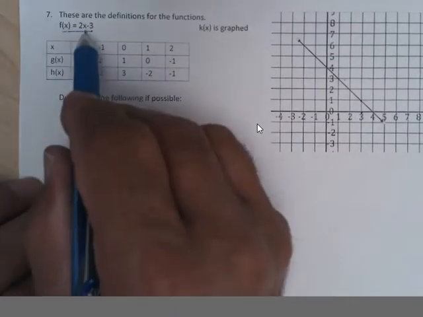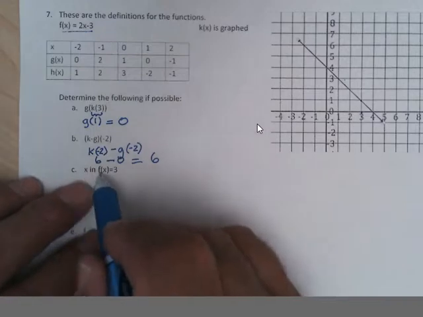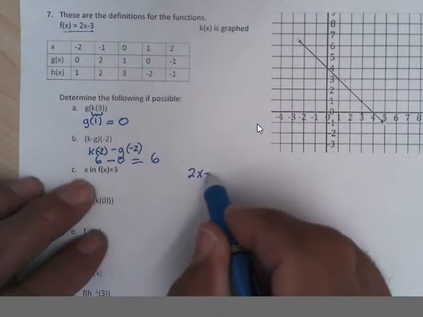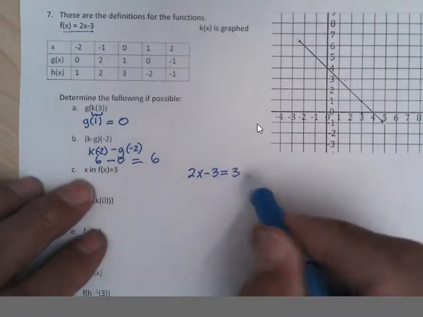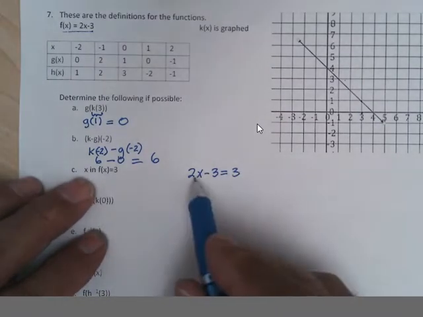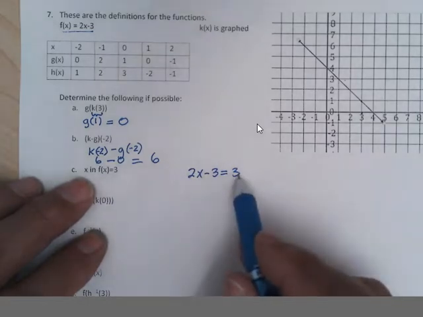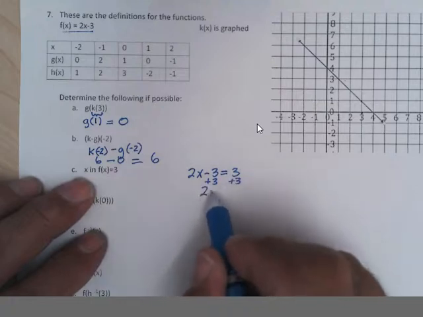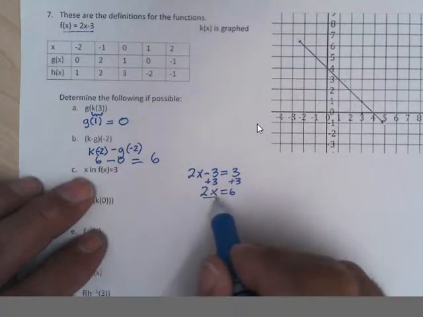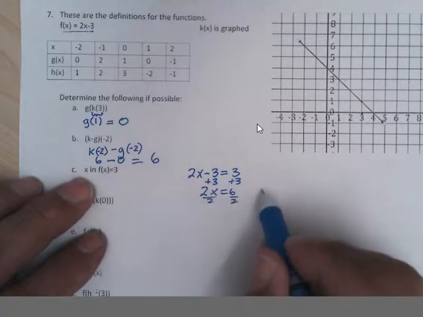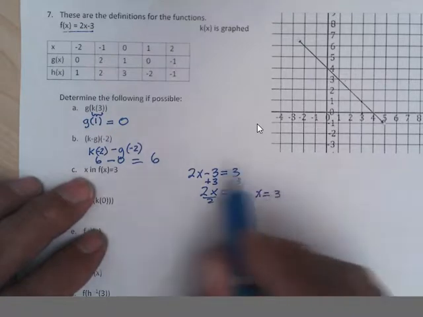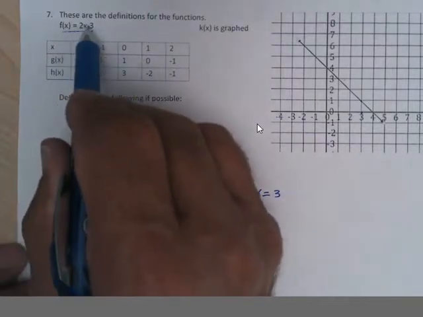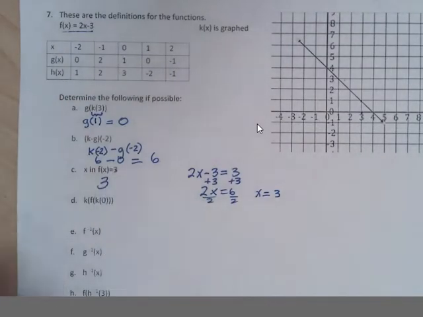Now we're supposed to know, what x does f of x give us 3? So f of x is 2x minus 3, and we're supposed to get 3. So we have to figure out the x that will make this turn into 3. And we can do that by going plus 3 on both sides, and we get 2x equals 6. Divide by 2 on both sides, and we get x equals 3. If we use 3 for the x, 2 times 3 is 6, minus 3 is 3. We get 3 out.